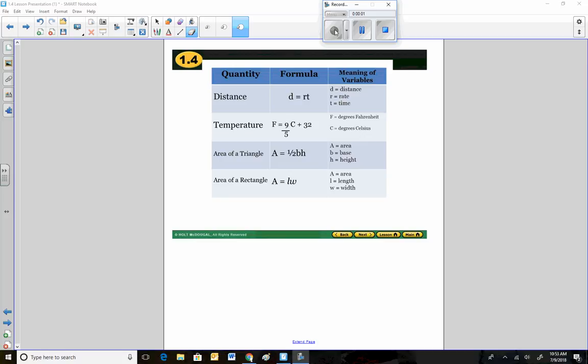Hi class, today we're learning about how to solve for literal equations. Here are some common formulas called literal equations. We need to solve for a different variable than what is shown. So how do we do that?